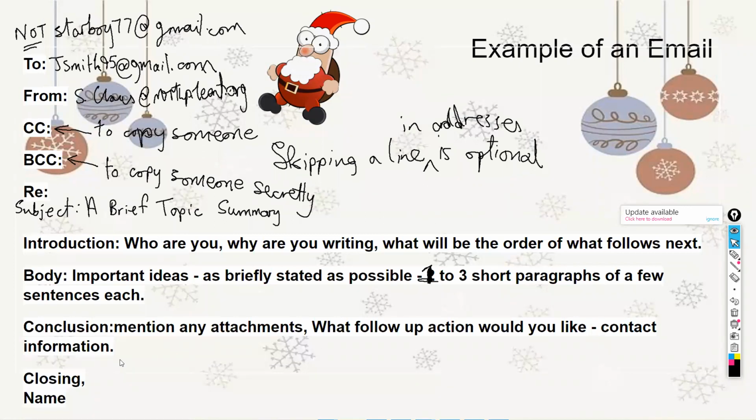The capital letters and the common letters are totally up to you because email addresses have both. So whether you put J in capital and S in common, or J in capital and S in capital, or both in common, it's up to you.